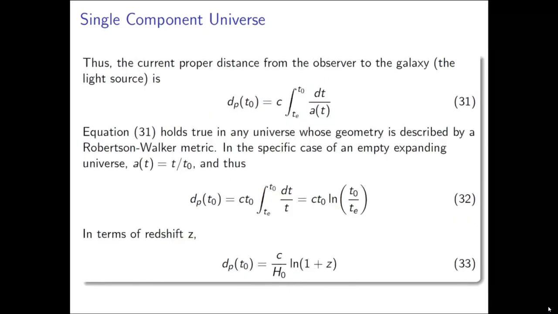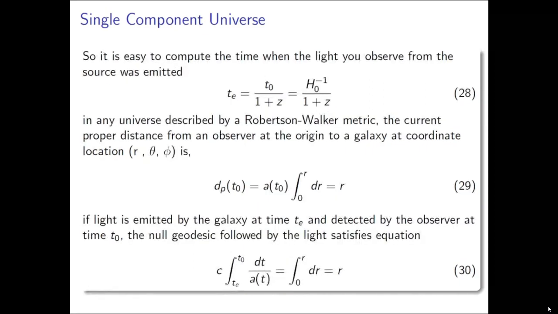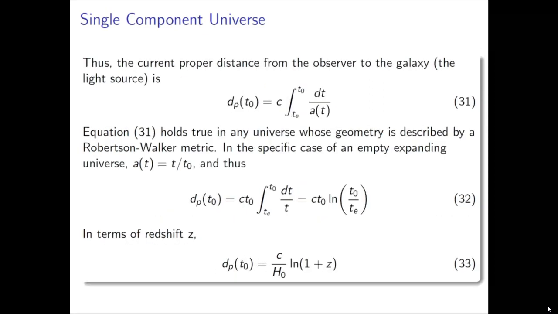So we get equation number 31, which is basically the combination of equation numbers 29 and 30. So d_p(t_0) is equal to c times the integral from t to t_0 of dt by a(t). This equation number 31 holds true in any universe whose geometry is described by a Robertson-Walker metric.